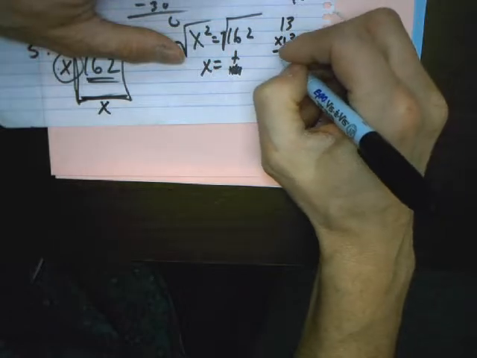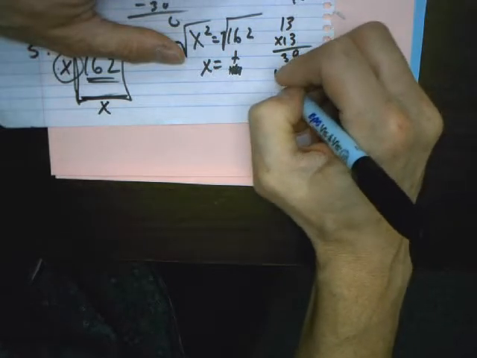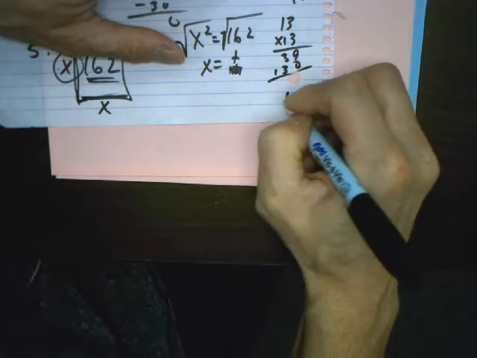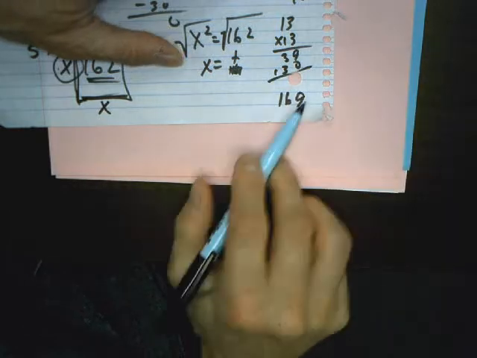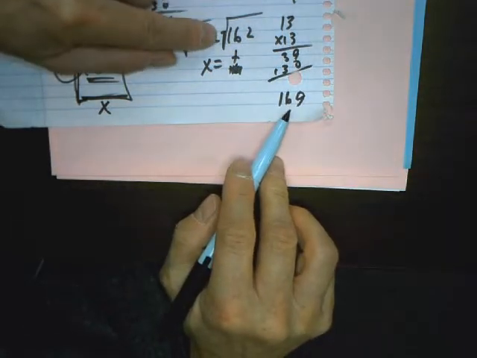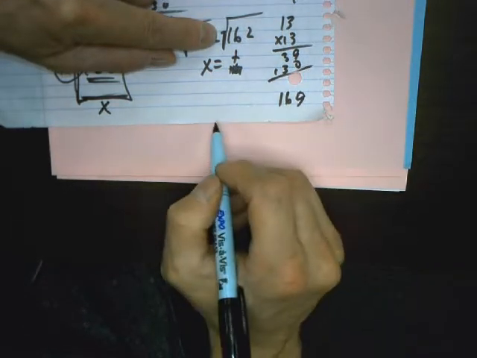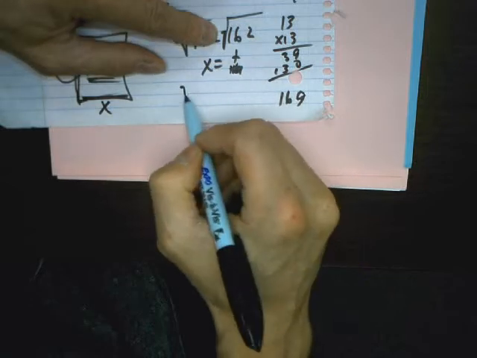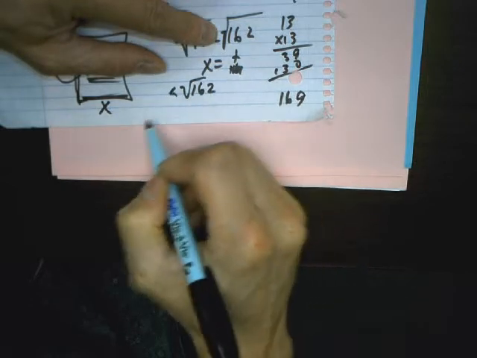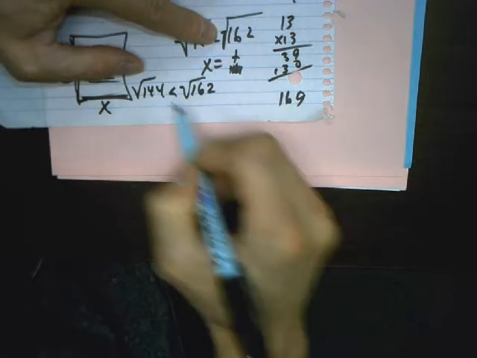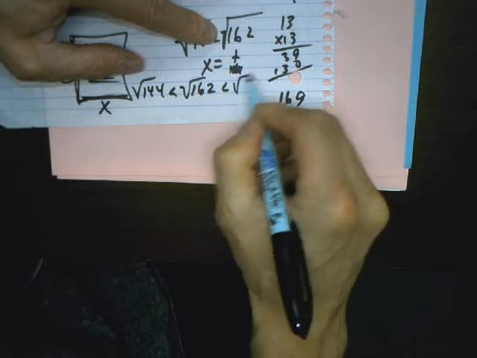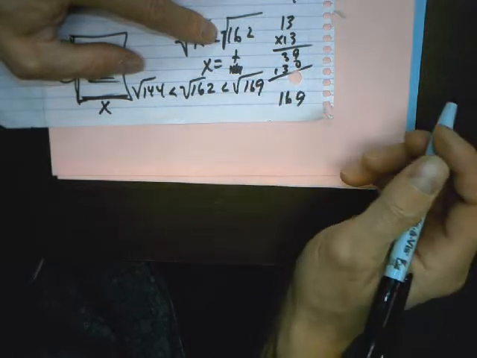So I got 9, 3, 0, 13. And I add these up here. I get 169. 169 is barely too big. So I'm going to go down. I know 12 times 12 is 144. So the square root of 162 is in between the perfect square, 144, which is 12 times 12, and 169, which is 13 times 13.